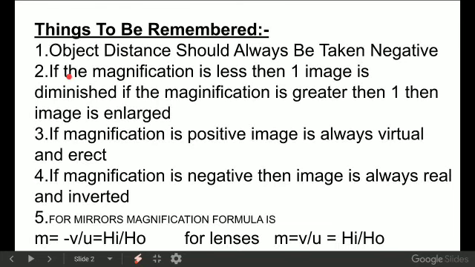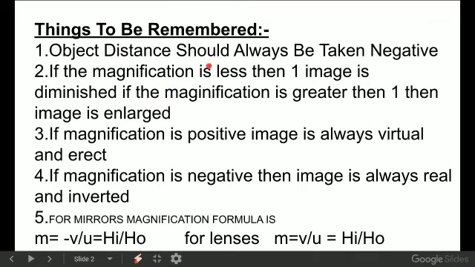And again, in order to solve these problems, you should know some tricks and methods. I already told you in the case of reflection problems, but the same first four rules are as they are. But the fifth one is for mirrors: the magnification formula is minus v by u. For lenses, the magnification formula is m equals v by u. This is the only small difference in the case of magnification, and the remaining points are all similar here. There is no difference in them.